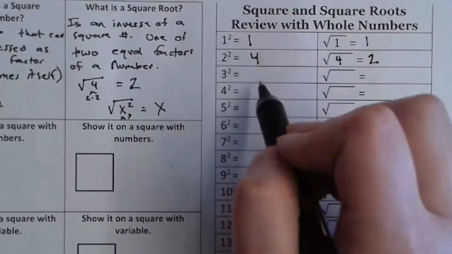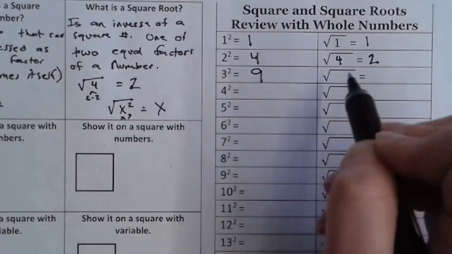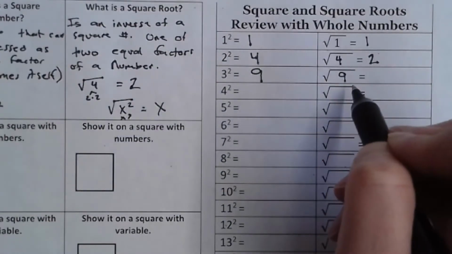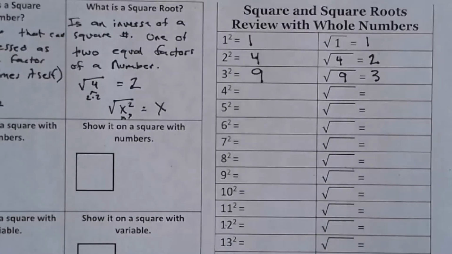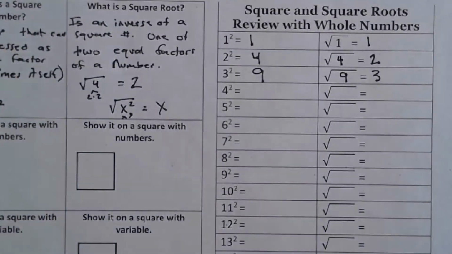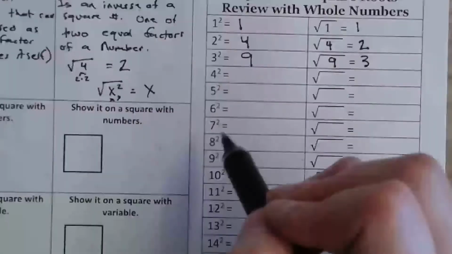So 3 squared, 3 times 3, is 9. So what's the square root of 9? Well, that's 3, because 9 is 3 times 3. There's my pair. Okay, so pause the video, go ahead and see if you can fill this out, and then hit play and make sure you got them correct, because I'm not going to pause. I'm just going to keep filling this out, and then you can check it later.